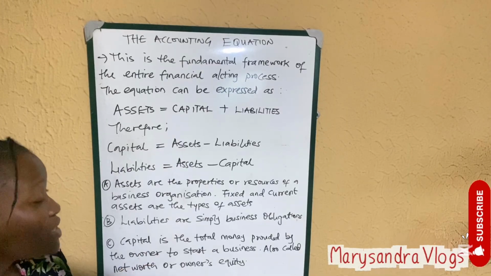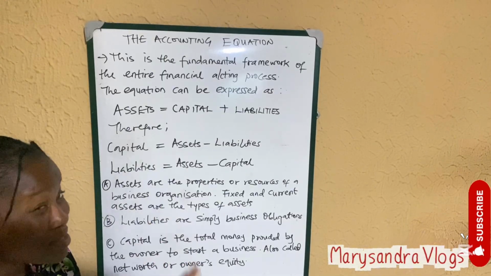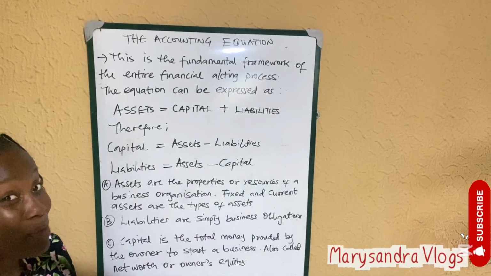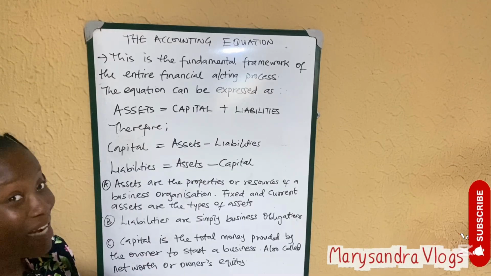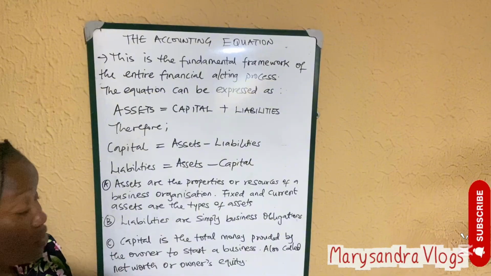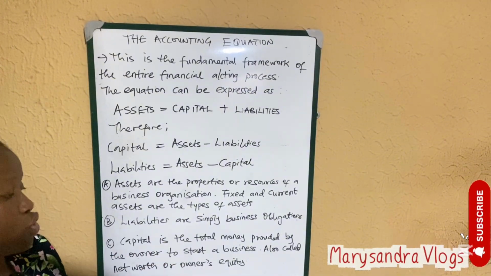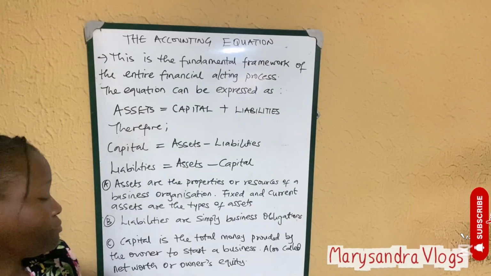Then capital is simply the total money provided by the owner to start a business. The total money used in starting up a business, whether provided directly by the owner or sourced from outside. This is what is called capital. It is also known as the net worth of a business or owner's equity.